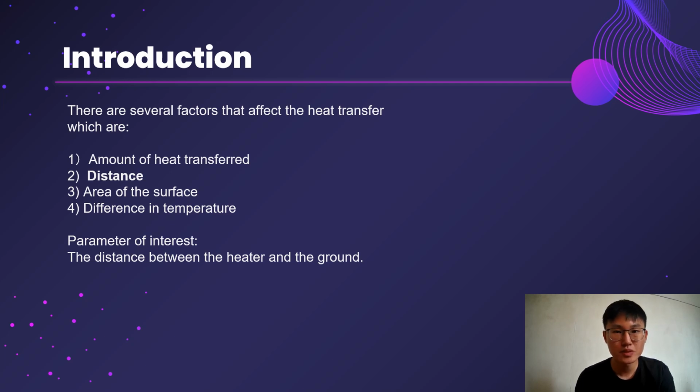If the distance between the heater and the ground is too near, this will affect the circulation of the heater, causing the shutdown due to the overheat problem. If the distance between the heater and the ground is too far, this will affect the heat conversion of heat with the ground and the surroundings.